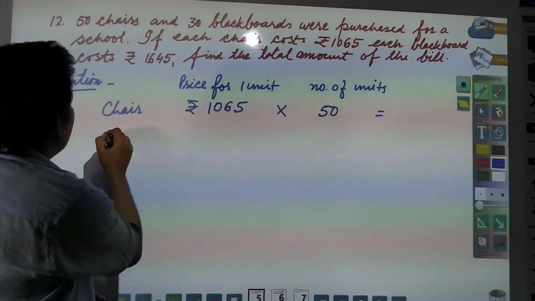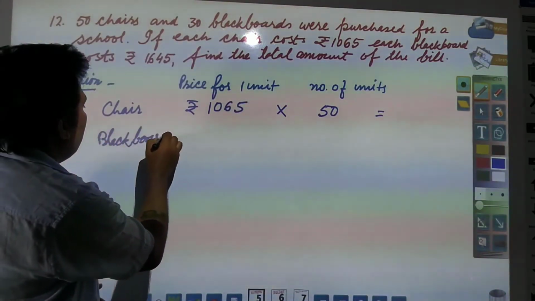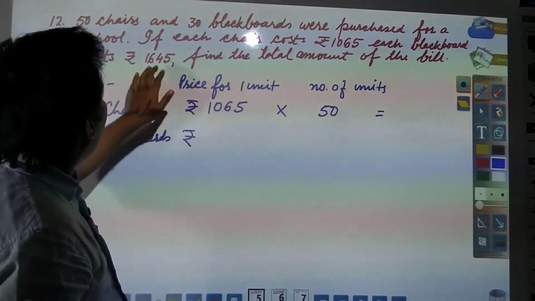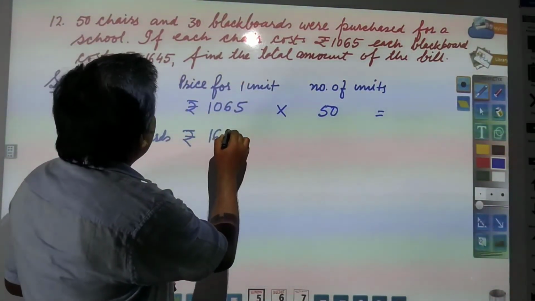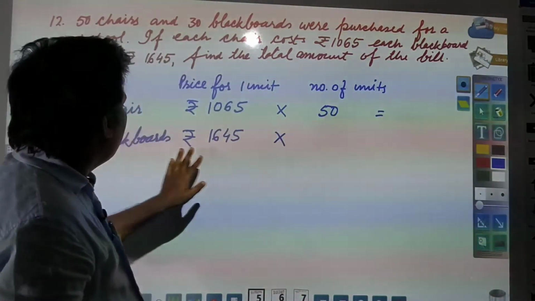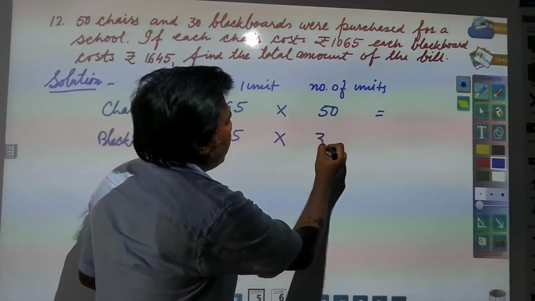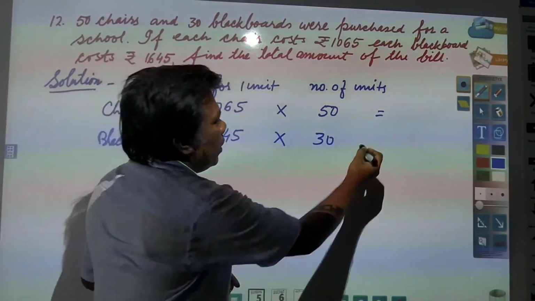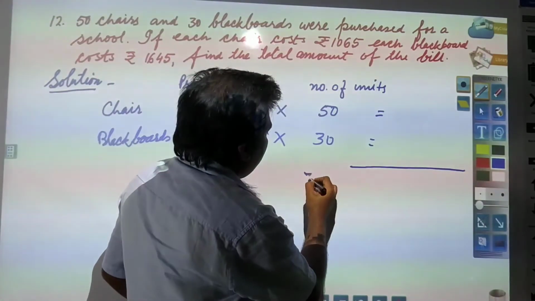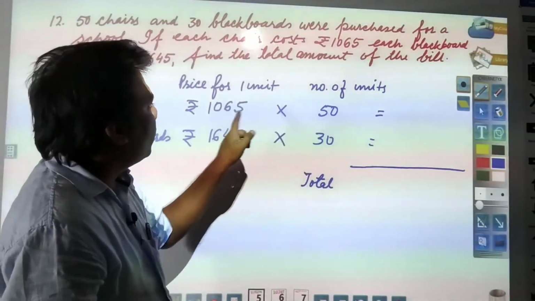And then blackboards. So here you have 1 blackboard that costs 1645 rupees into number of units, means number of blackboards, how many we purchased? 30. This is required to be multiplied. And then here it is required to be written and this will be the total bill. Here we will write total. So here you see how we will do. Just you need to multiply this.